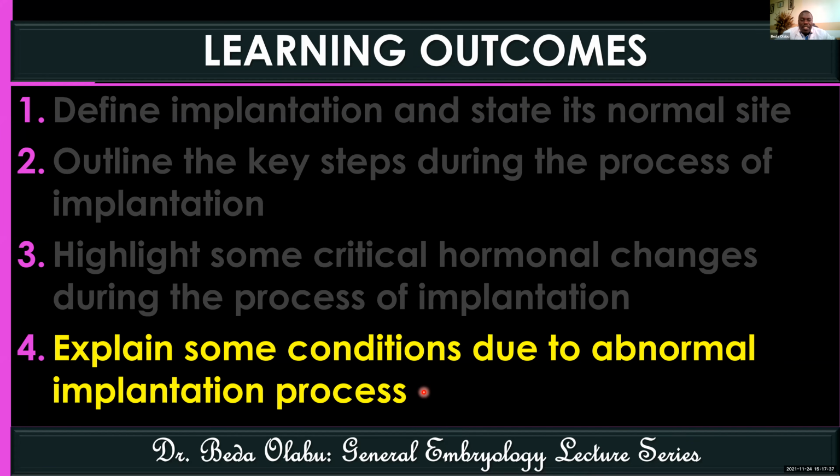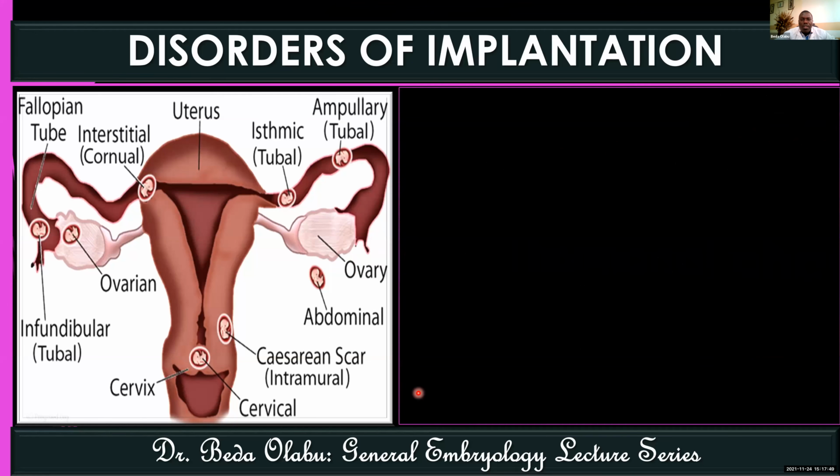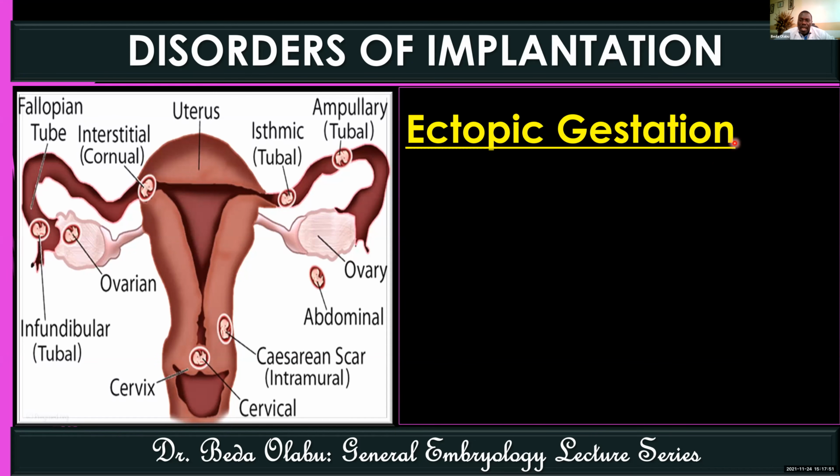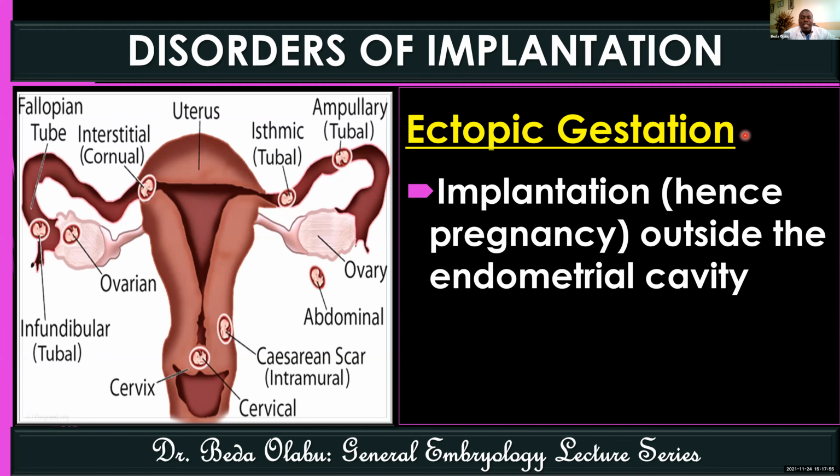Now let's do the last part of the lecture. Let's look at some of the conditions which occur due to an abnormal implantation process. One of the things I want to talk about is ectopic pregnancy. Ectopic pregnancy is implantation, hence pregnancy, outside the endometrial cavity. Remember, I told you that the normal site is the endometrial cavity.